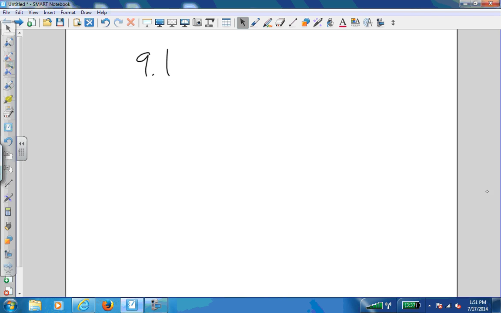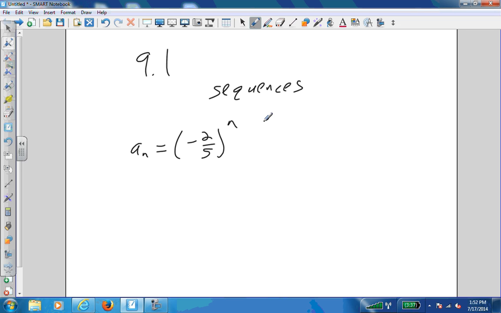In 9.1, we're going to be looking at sequences. So I'm just going to go through a few of the homework problems or similar problems. To begin with, there are different ways of establishing sequences. A sequence is just a list of numbers that have some type of pattern to them.